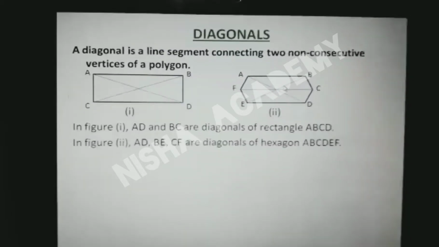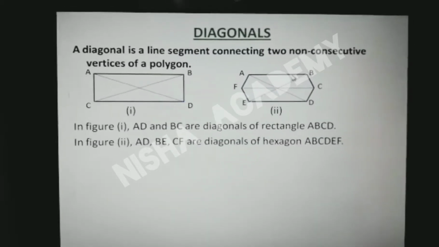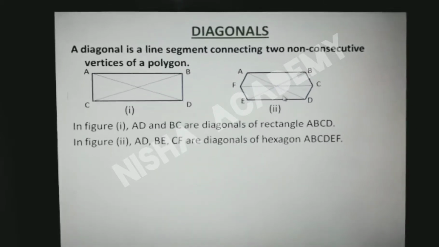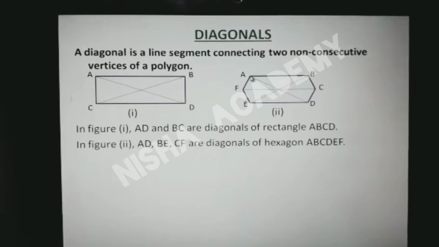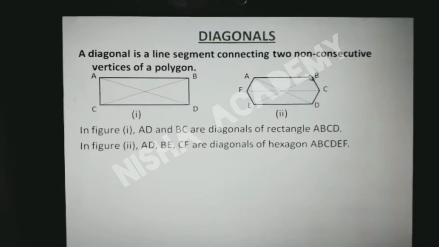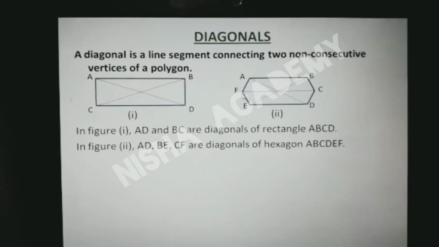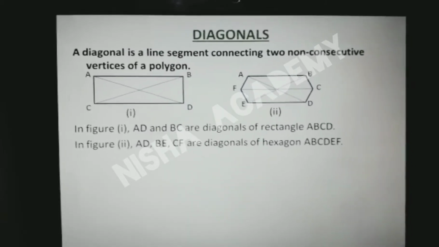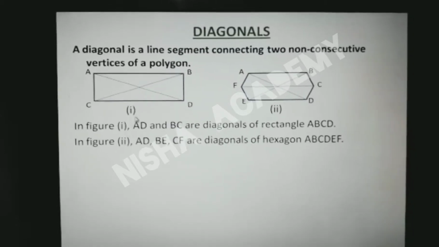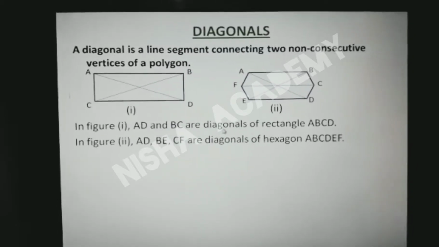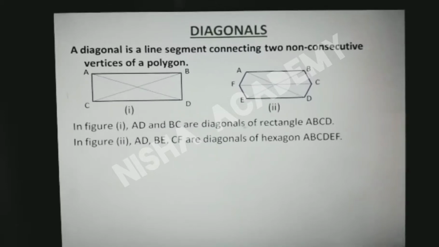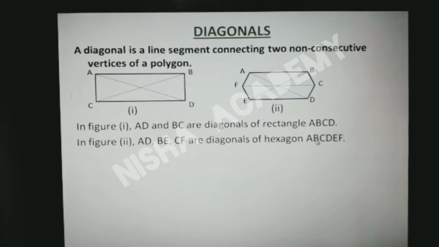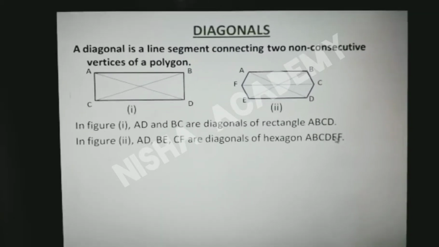Same way, this is a hexagon. Hexagon, why? Because it has 6 sides: 1, 2, 3, 4, 5, 6. Now when you join the opposite vertices, the opposite vertex of A is D, B is E and C is F. When you join these opposite vertices, you get diagonals of a hexagon. In figure 1, AD and BC are diagonals of rectangle ABCD. And in figure 2, AD, BE and CF are the diagonals of hexagon ABCDEF.